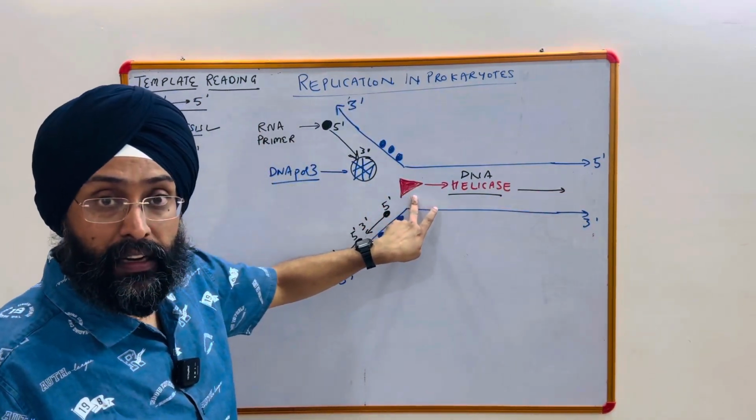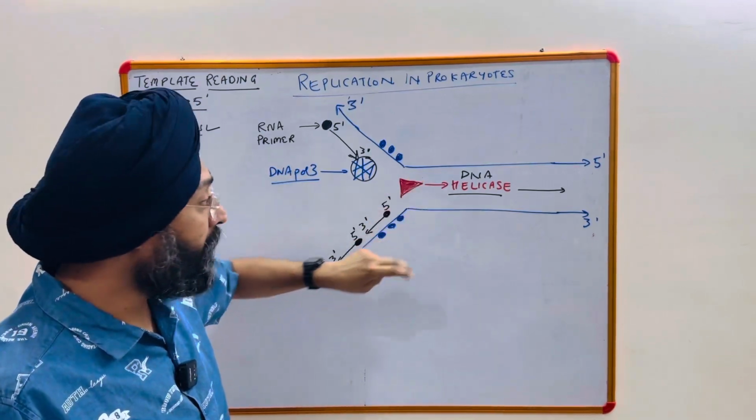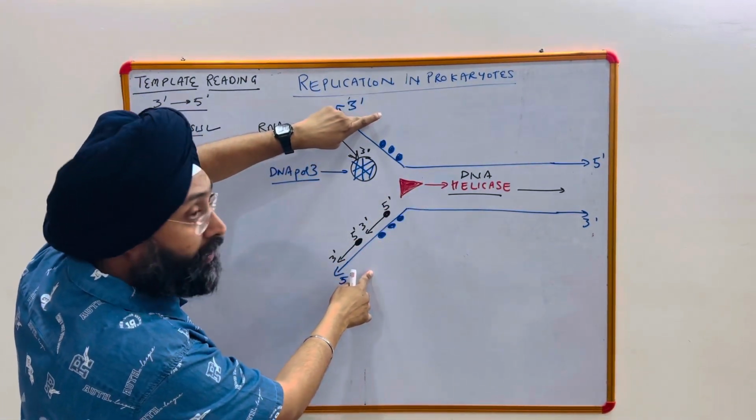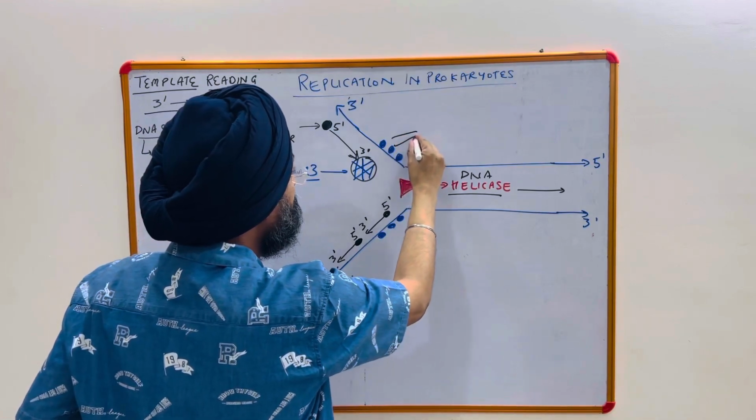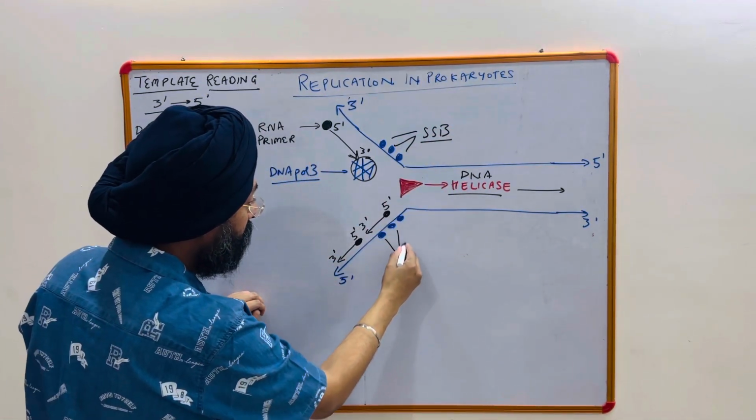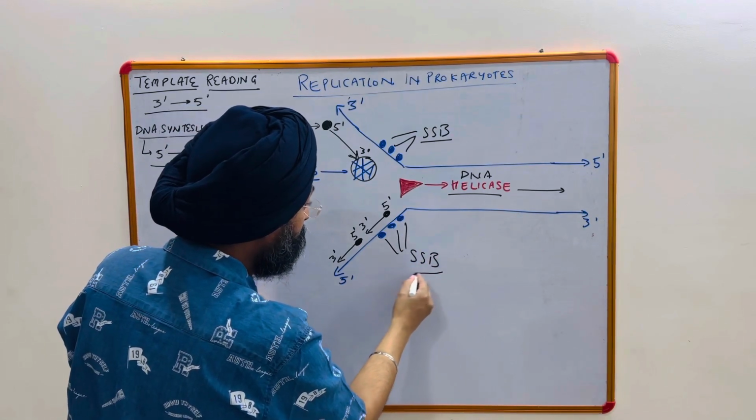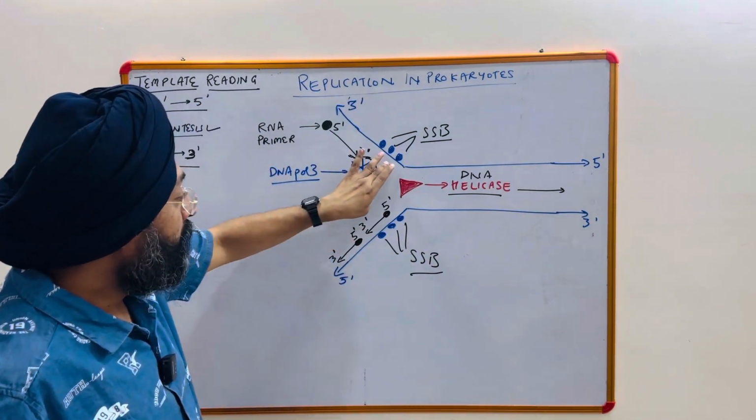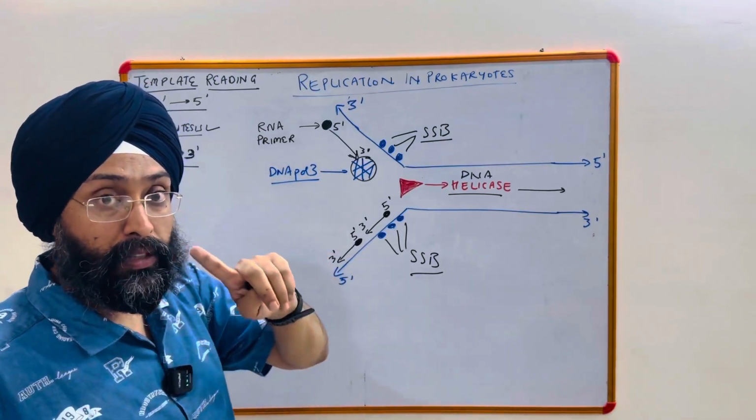When DNA helicase unwinds the two strands of DNA, the two single strands are stabilized by these SSB, or single stranded DNA binding proteins. These are shown as the blue ones. So now the single strand is stable, right? Now comes the role of RNA primer.